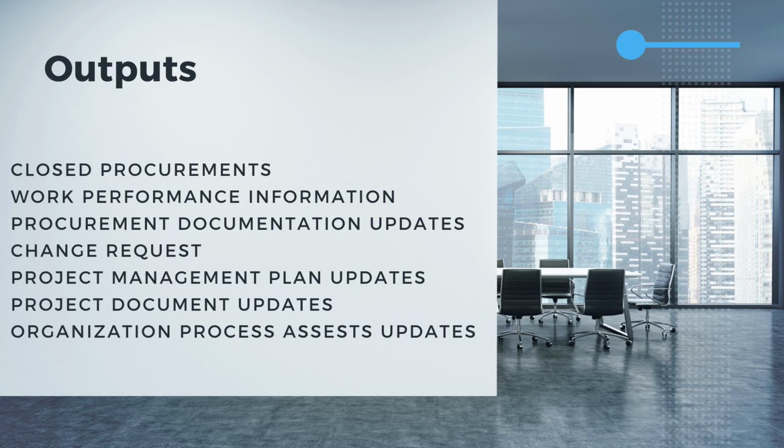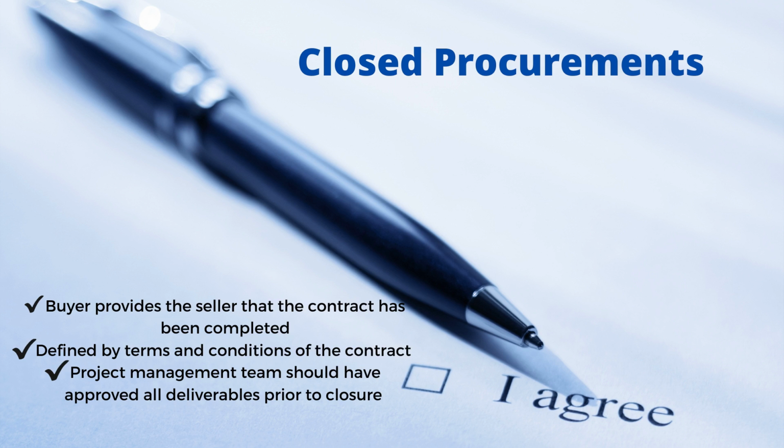Lastly, the outputs of the control phase consist of the following: procurement closure, work performance information, procurement documentation updates, change requests, project management plan updates, project document updates, and organizational process assets updates.